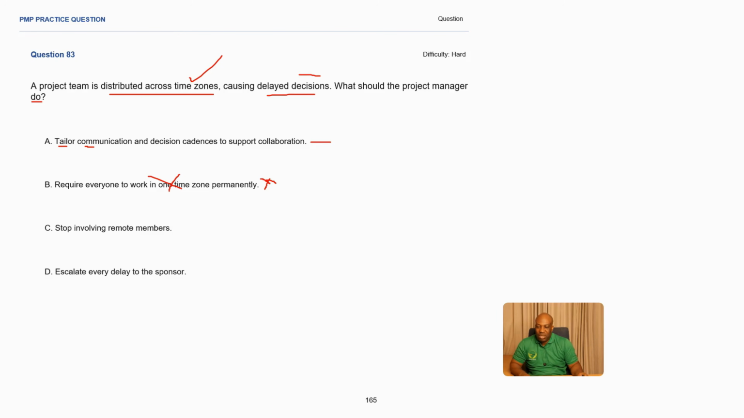Stop involving remote members. You don't stop involving remote members. What if the remote members are the ones who are bringing in the required skills to produce those deliverables? So allow people to work remotely. So this cannot be the answer.